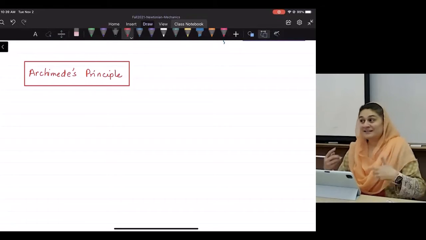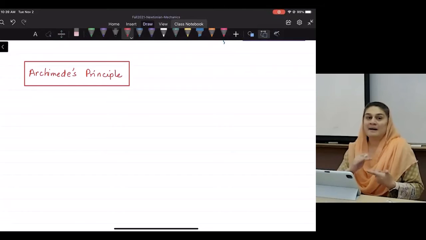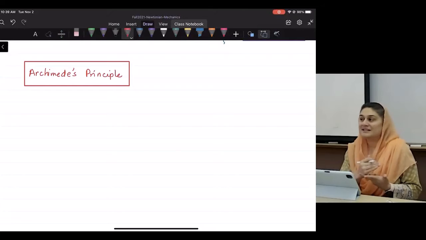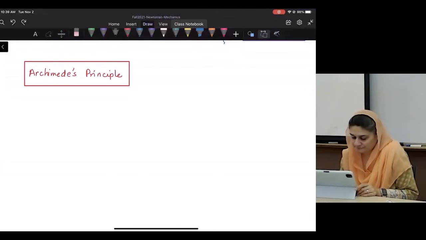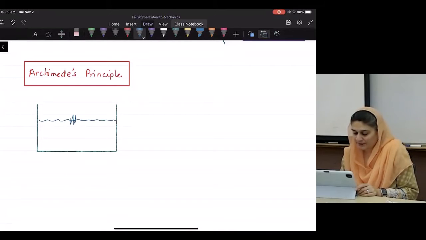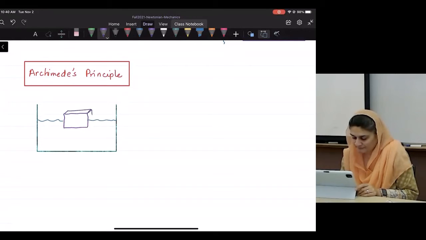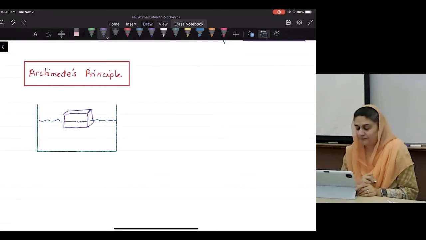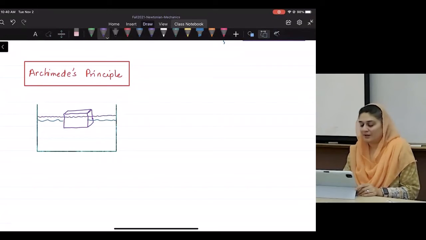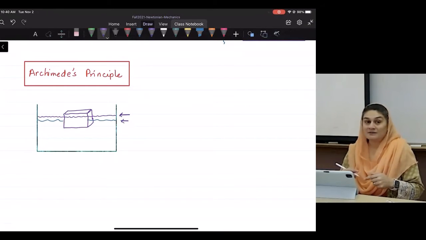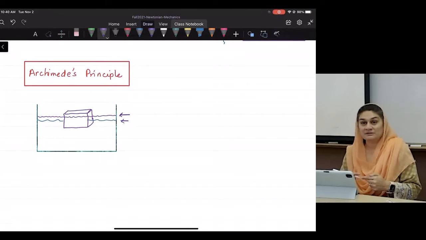Okay, so the idea is that Archimedes said that the buoyant force on an object is equal to the weight of the water it displaces when you put it inside something. So if you have a bucket of water, and you try to put something in this water, what will happen? This water level will rise, agreed? From here to here. The amount of water that will rise is directly proportional to the volume of the object.